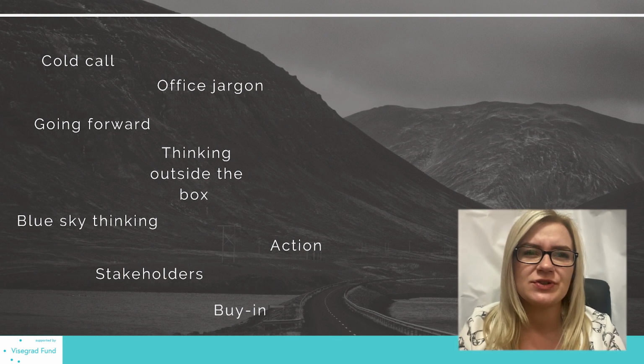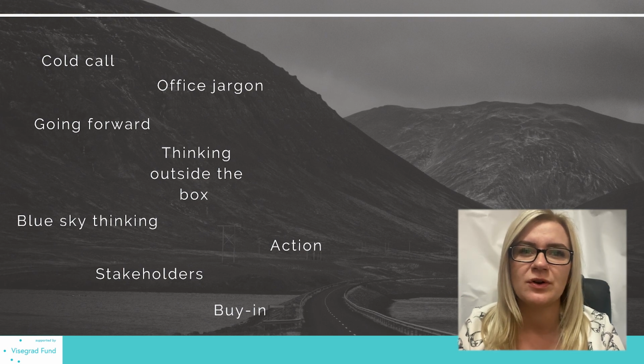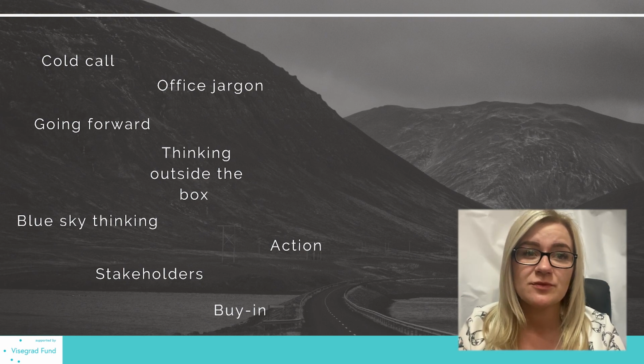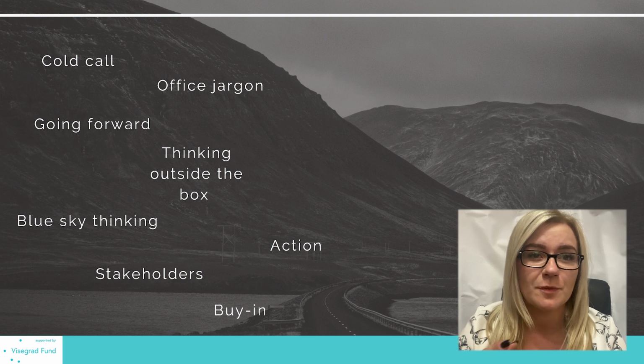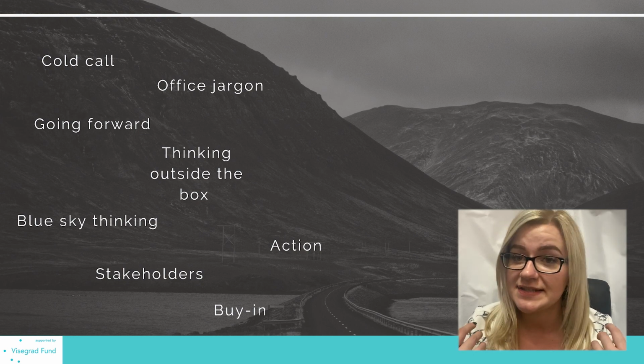Stakeholders. This word is used to refer to anyone who's involved in a particular project. If someone has a say in the outcome of a piece of work, they are stakeholders.